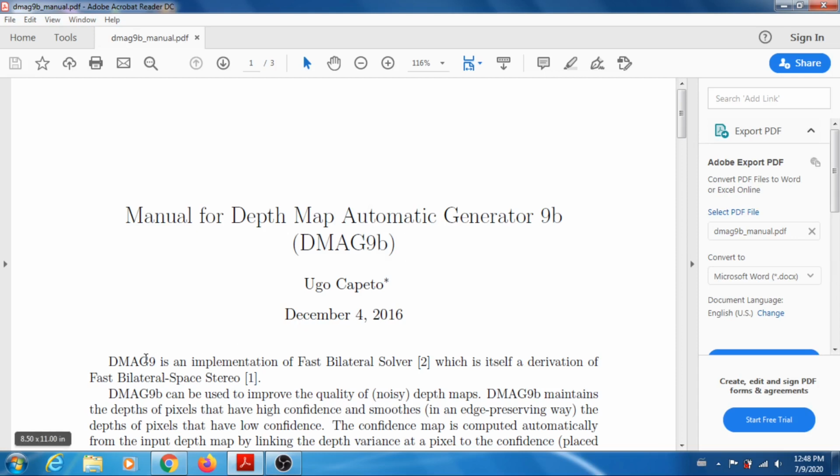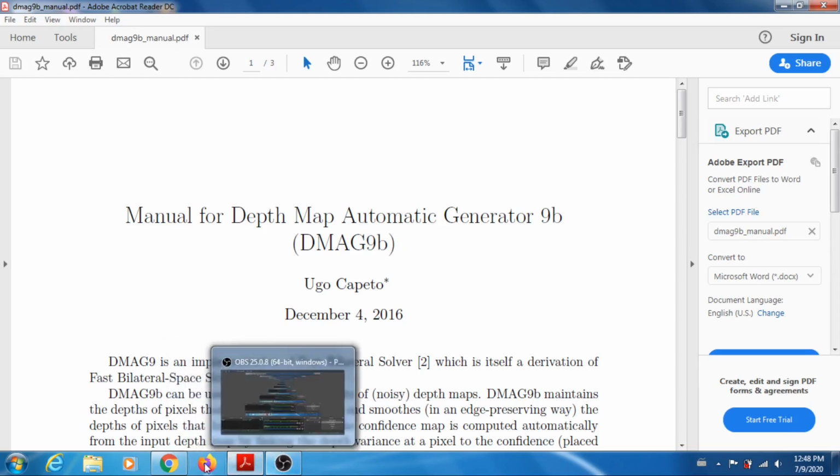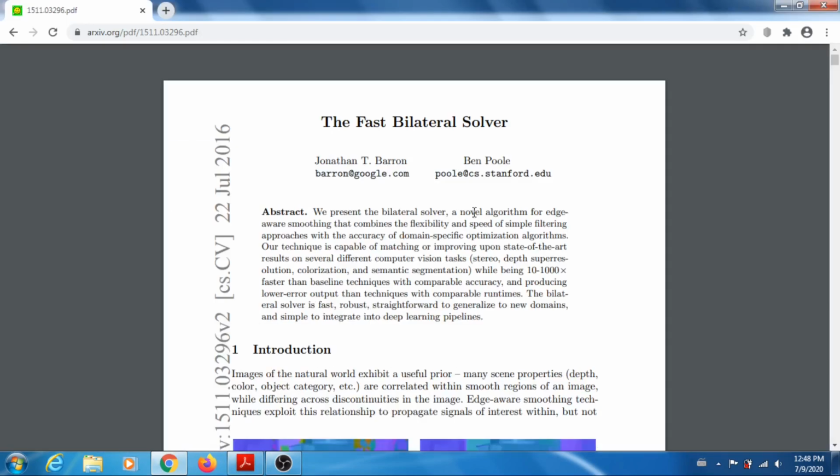And DMAG9b, oh, that should be a B here. DMAG9b is an implementation of the fast bilateral solver. And fast bilateral solver, let me see the paper. So that's the paper by John Barron and Ben Poole.